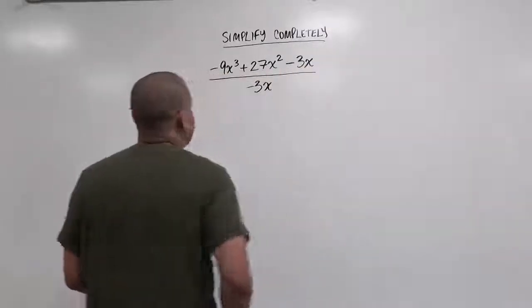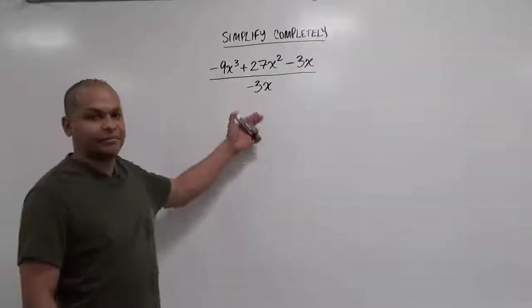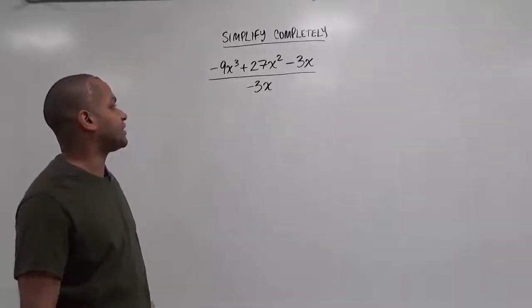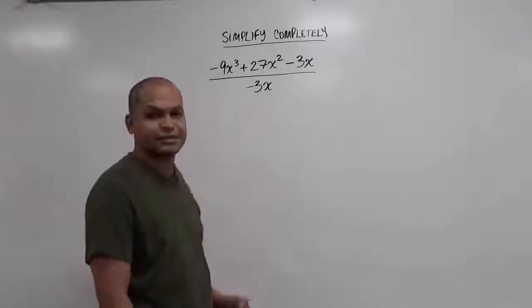In this video we're going to be simplifying completely, and here we have a fraction. We have a trinomial on top and a monomial on the bottom, so we have negative 9x cubed plus 27x squared minus 3x, all divided by negative 3x.